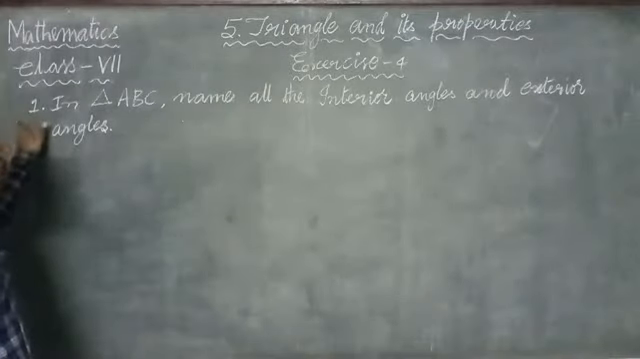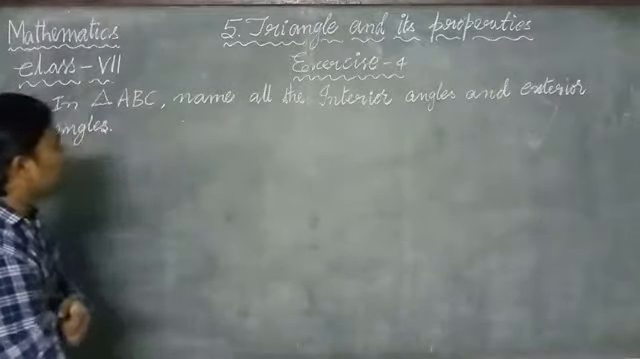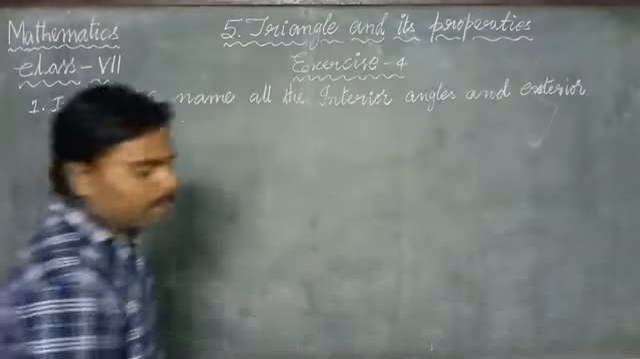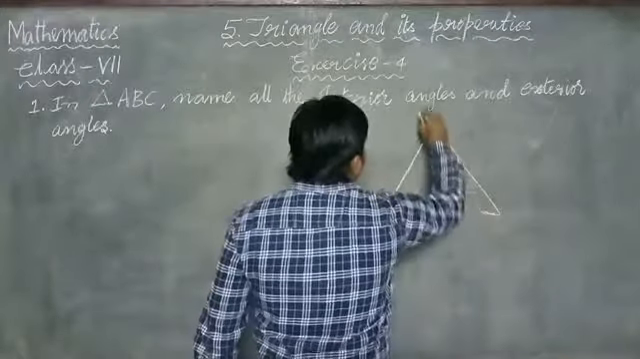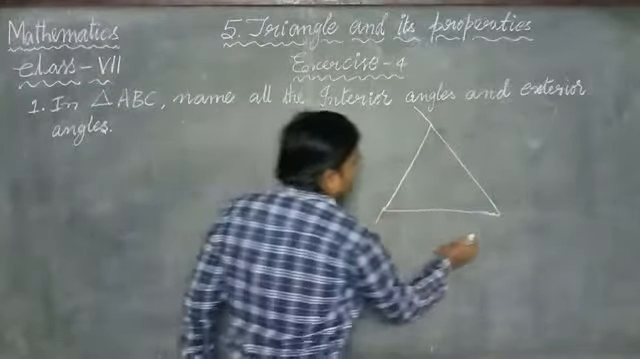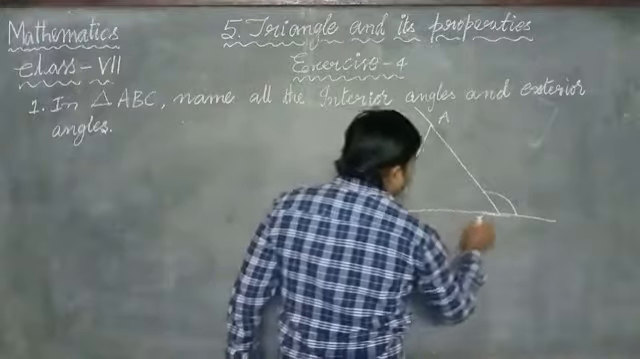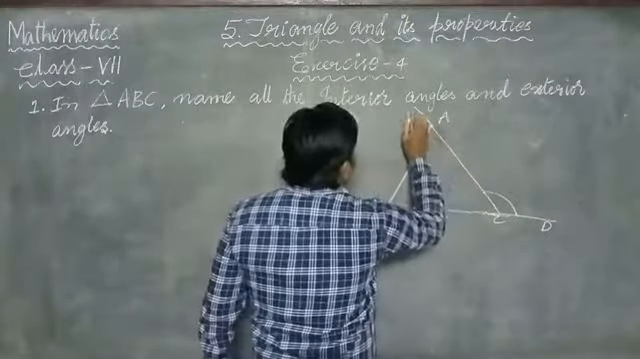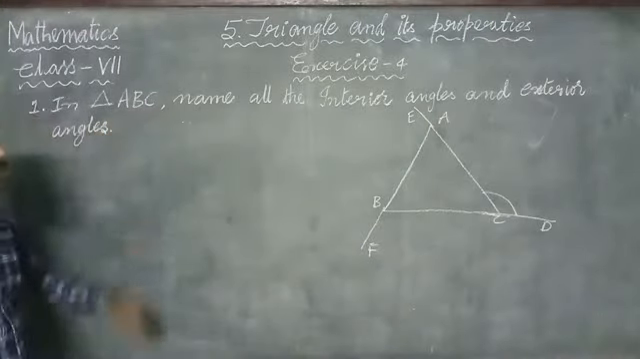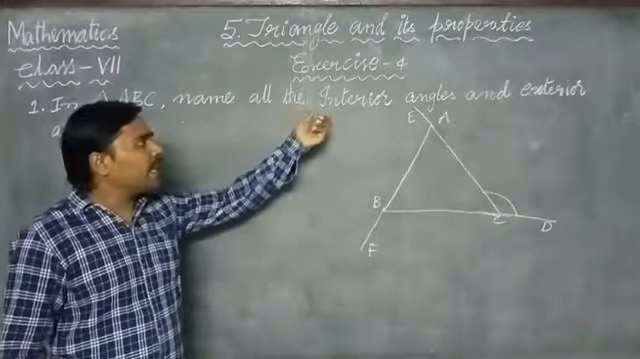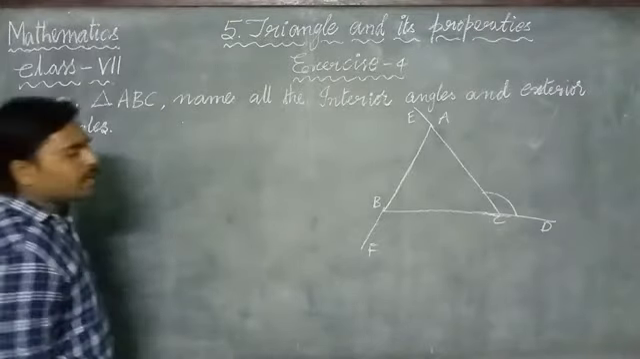Okay, here the first problem is: in triangle ABC, name all the interior angles and exterior angles of the triangle. Okay, here the triangle ABC is, this is the triangle ABC. Now we have to write the interior and exterior angles of triangle ABC. Okay, now let us write the interior angles.